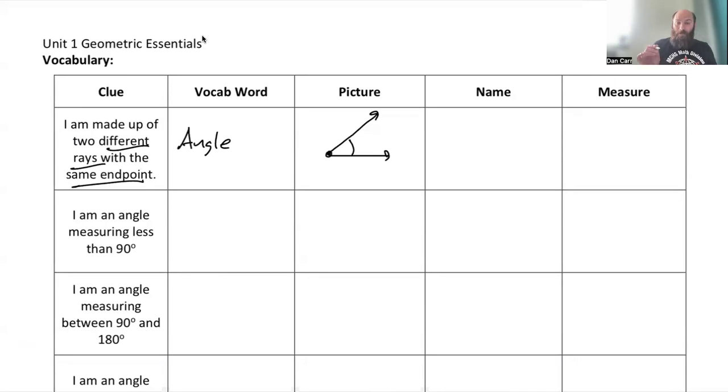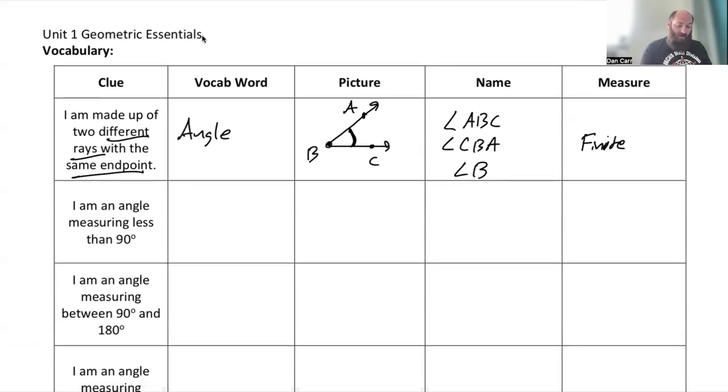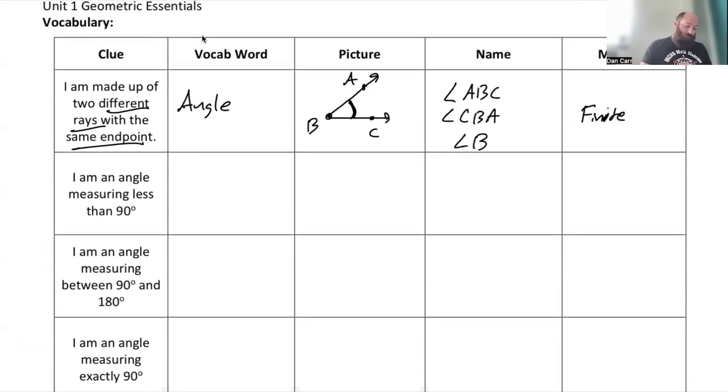Our picture is right here. When I name it, the name has two possibilities. I want either, let's put A, B, C on here. Two possibilities, but actually three names. I can name this angle ABC, angle CBA, or angle B. These are all three good names for this angle right here. This is the angle that we're referring to. The measure of this is finite. Okay, it has an exact measure. We can actually find that measure using some tools.